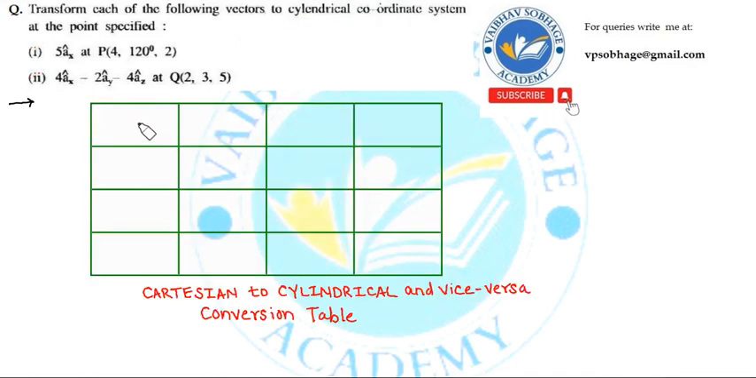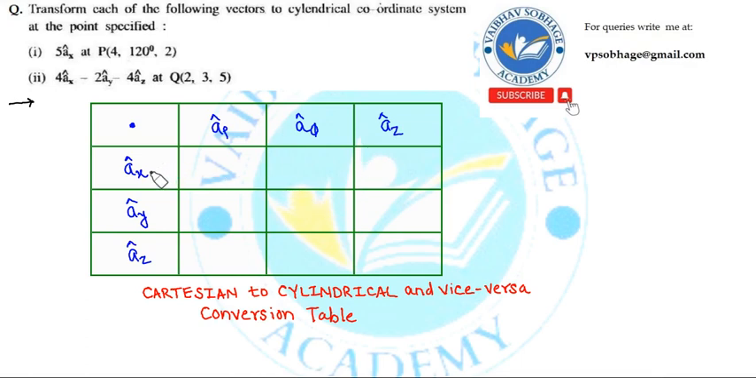Now this is the conversion table that we will be using throughout this numerical. The dot over here represents the dot product. Since we are dealing with the Cartesian system, we write the components of the Cartesian system, that are a x cap, a y cap, and a z cap. And the components related to the cylindrical system are a rho cap, a phi cap, and a z cap.